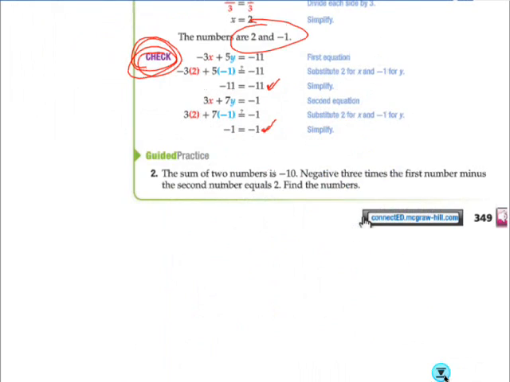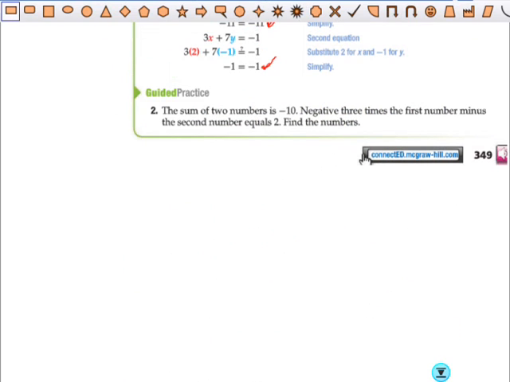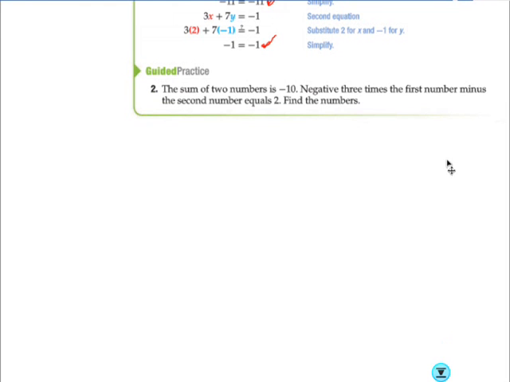So let's take a look at number 2. It tells us the sum of two numbers is negative 10, and negative 3 times the first number minus the second number equals 2. So come up with two equations. Pause the video.